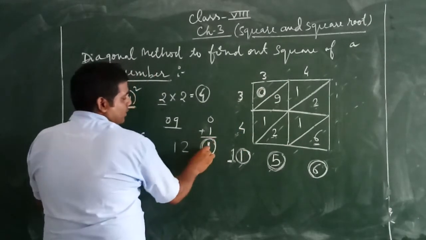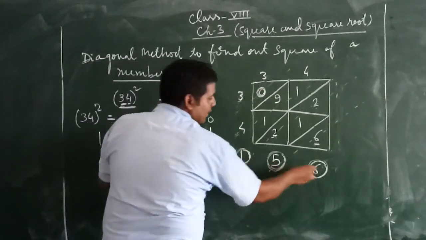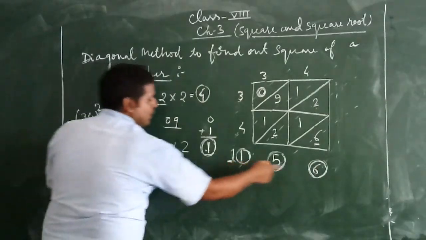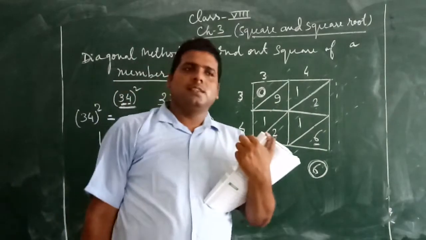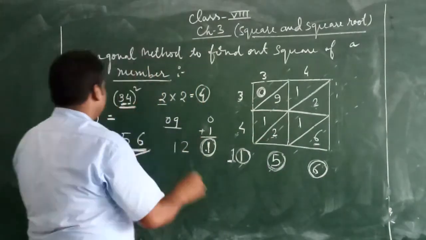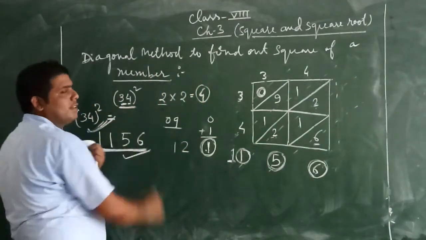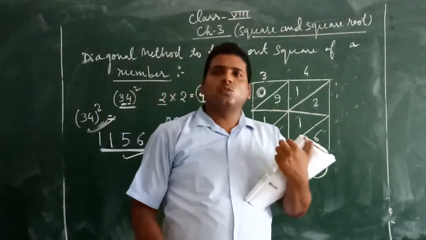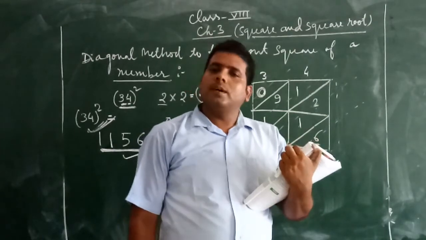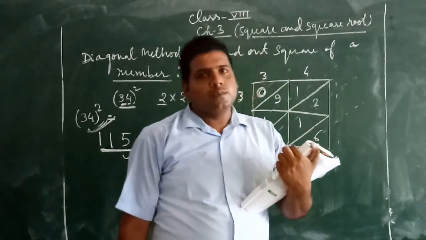We mark 1 here, 1 here, 5 here and 6 here. Write all the digits together. We get 1156, that is the square of 34. So this is our required value. In this way you can find the square of any two digit number by using the diagonal method. Okay, thank you.